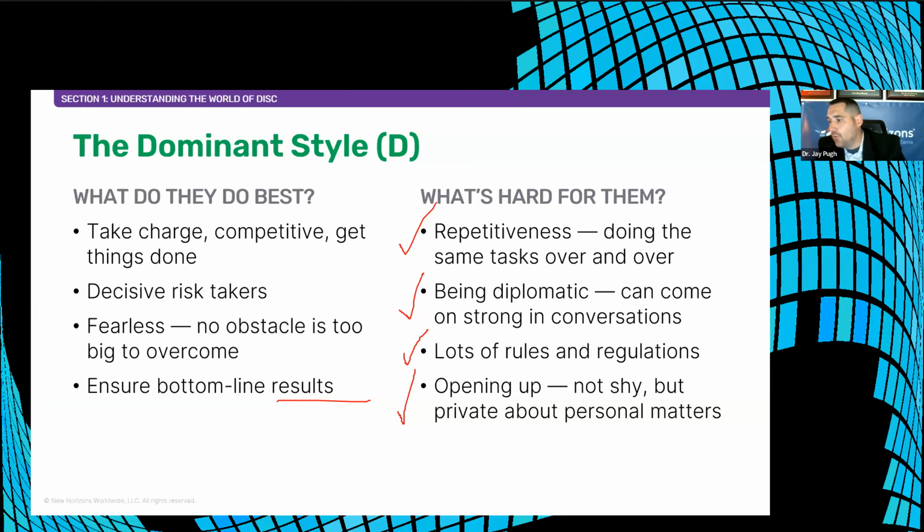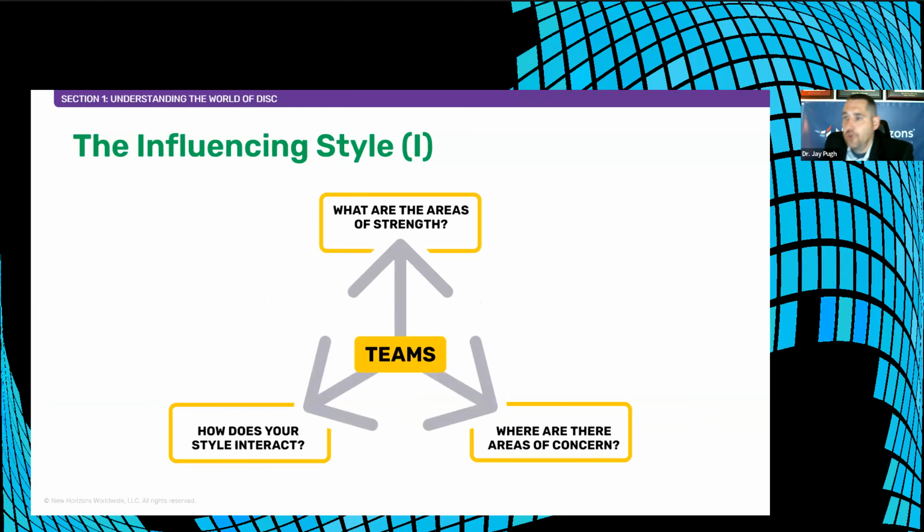All right, let's talk the second one. The influencing styles. These are charismatic people. They are more open with people. They are jovial. They are storytellers. They are people that really do like to rally the troops together, if you will. What areas of strengths do you think they have? How do you think they prefer to communicate? What areas of concern do you think they have?